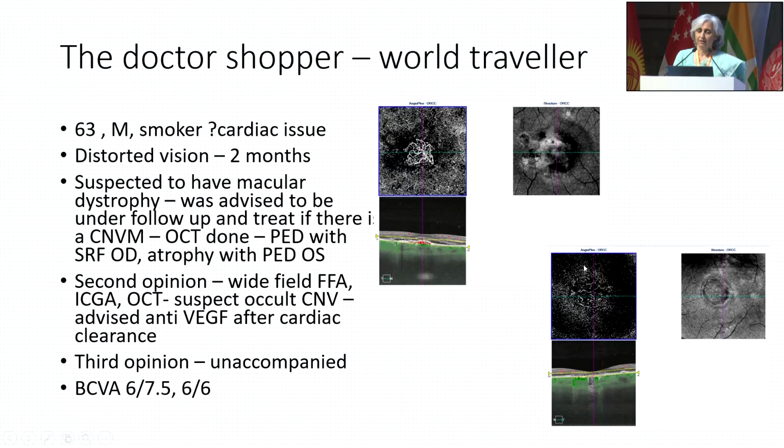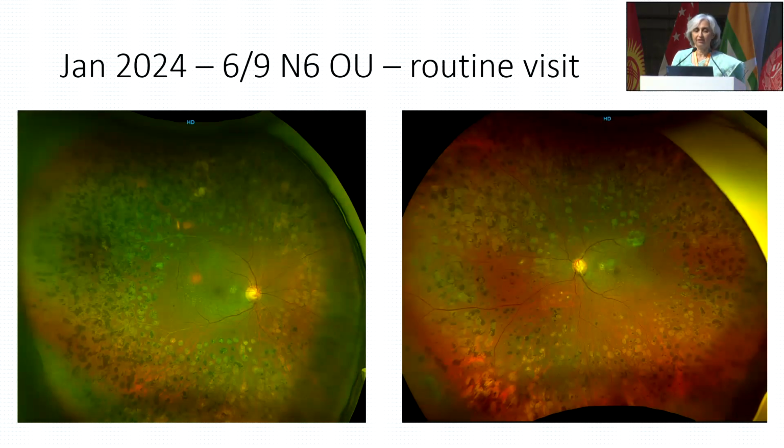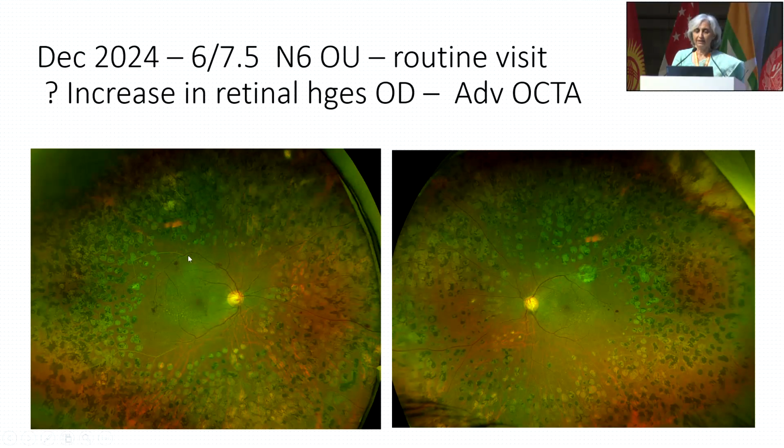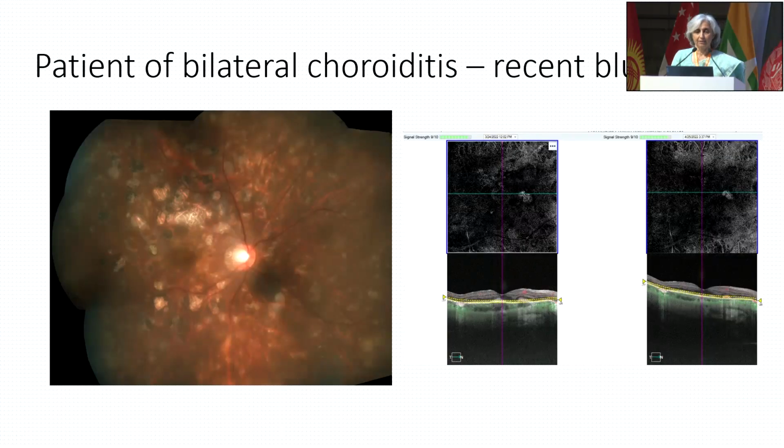And here is something which is an artifact, looks like a membrane, but it's actually an artifact caused by RPE atrophy in the fellow eye. And some things never end. A patient who had PDR with drusen, vitreous surgery, didn't do too well. He vanished, came back one day, all was fine. A year later, everything fine except a few more hemorrhages at the posterior pole. And now we find he's developed a CNVM also, so the next chapter begins.